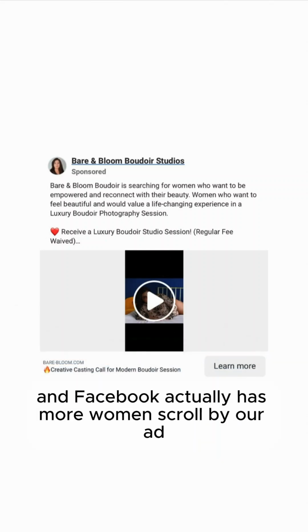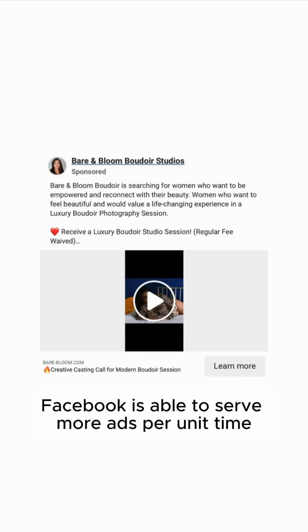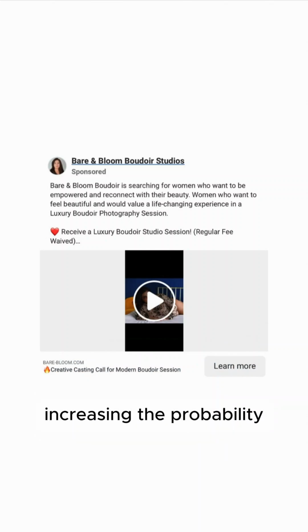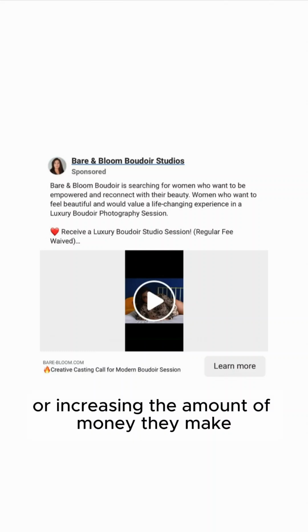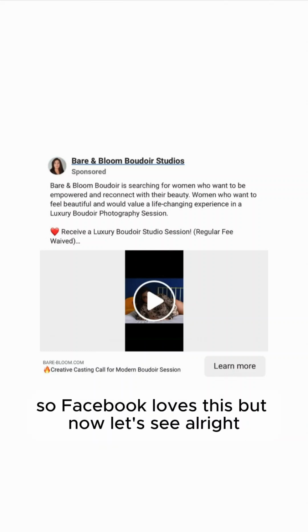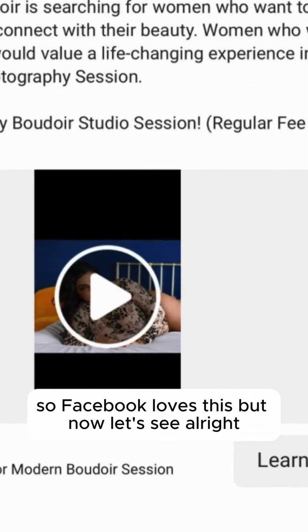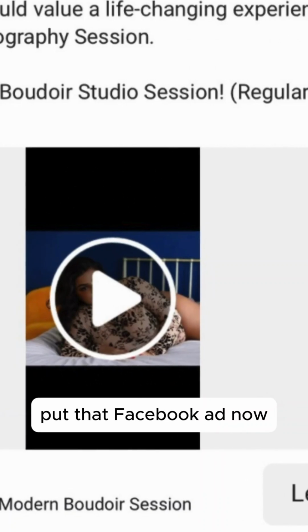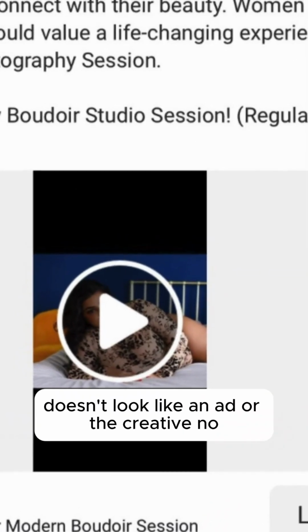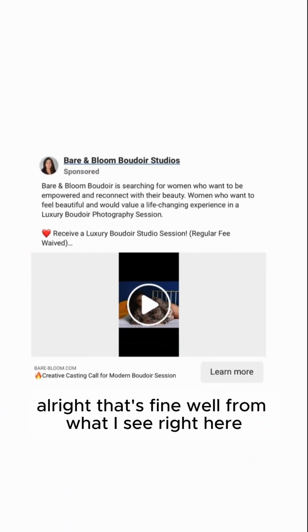And Facebook actually has more women scroll by our ad per unit time. Facebook is able to serve more ads per unit time, increasing the amount of money they make per unit time. So Facebook loves this. But now let's see. All right, Boudoir Facebook ad. No, it doesn't look like an ad on the creative. No, all right, so that's fine.